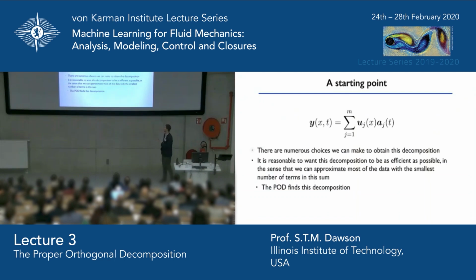If we didn't have any data, then maybe we could use analytic functions like Fourier transforms or other sorts of transforms to do so. But given access to data, there are properties that we might ask this decomposition to possess. Perhaps most obviously, it's reasonable to want this decomposition to be efficient, in the sense that you don't need many terms to get a good approximation for your entire data set, and hopefully your entire system that generates the data. Finding a decomposition which is optimal in this sense is what the POD does.